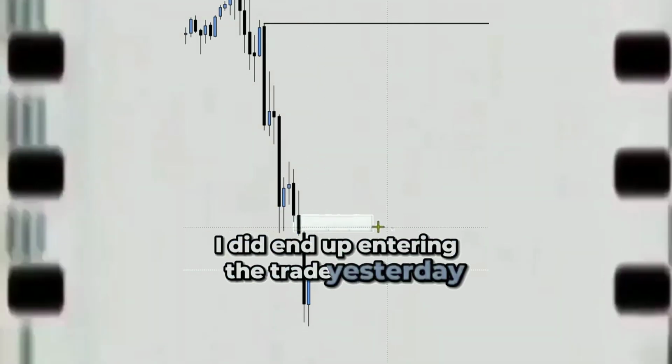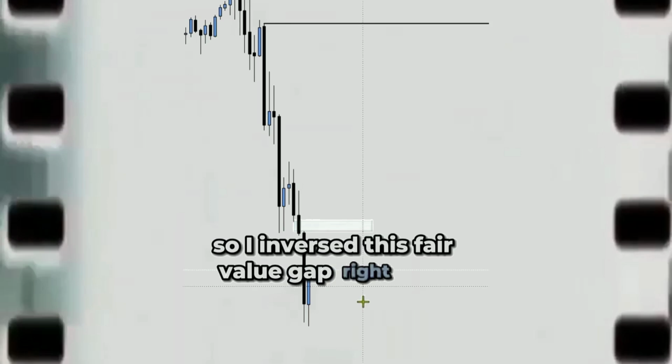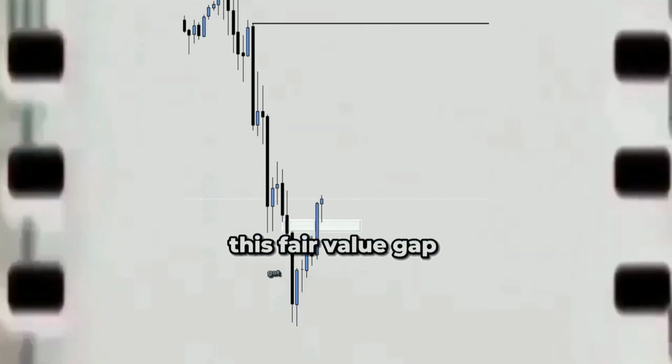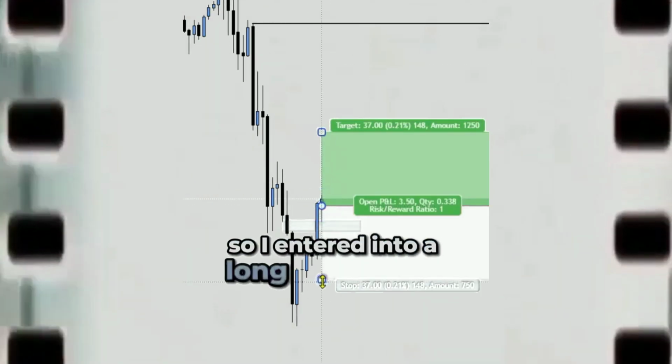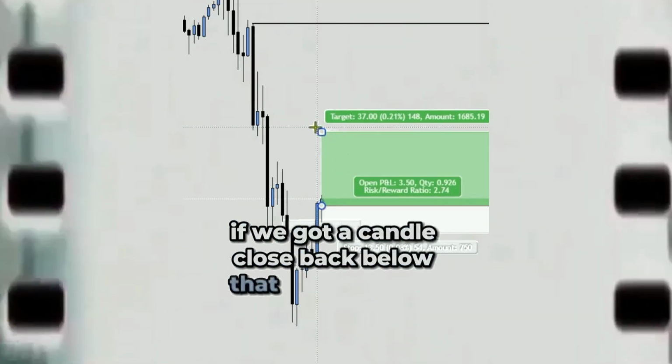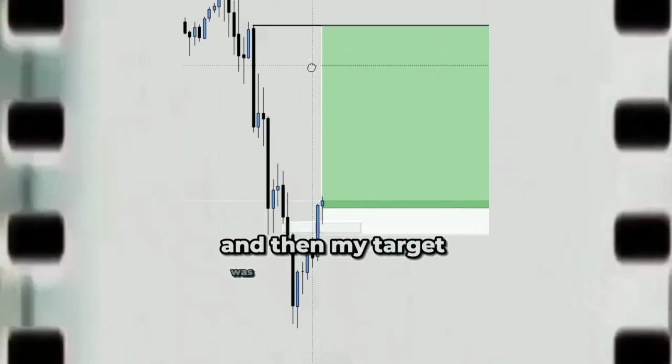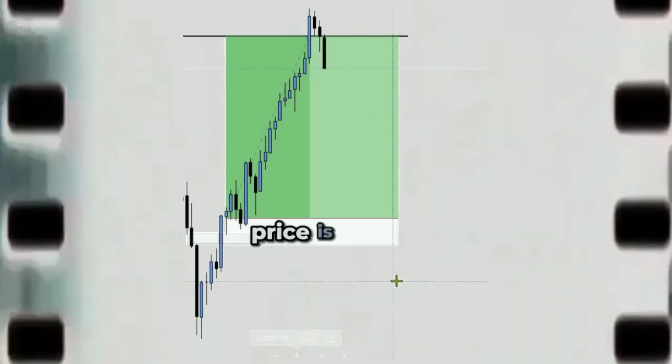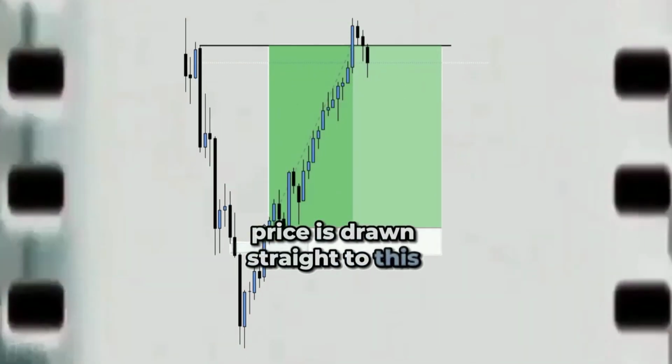As you can see, I did end up entering a trade yesterday, so I inversed this fair value gap right here. As you can see, this fair value gap got inversed, so I entered into a long position here. My stop loss was right there, if we got a candle close back below that fair value gap, and then my target was obviously these highs right here, the news highs that were created from news. And as you can see, price is drawn straight to this liquidity, and then after it is taken, it just ends up chopping around for a bit.